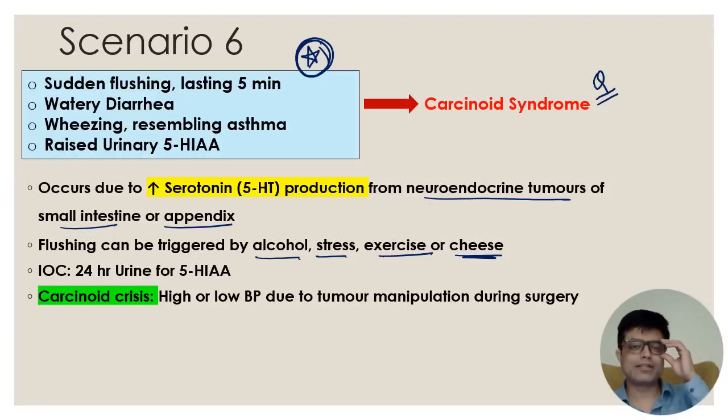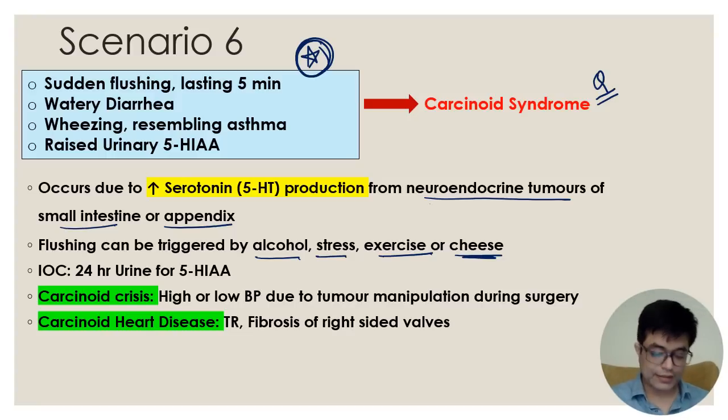First of them is carcinoid crisis. What is carcinoid crisis? Many times you will find that carcinoid syndrome is being produced by a tumor. When you try to do surgery in the patient, during manipulation, there will be occasional release of 5-hydroxytryptamine. This can cause sudden high BP or sudden low BP, which can be life-threatening and can cause intraoperative mortality. So that is called carcinoid crisis.